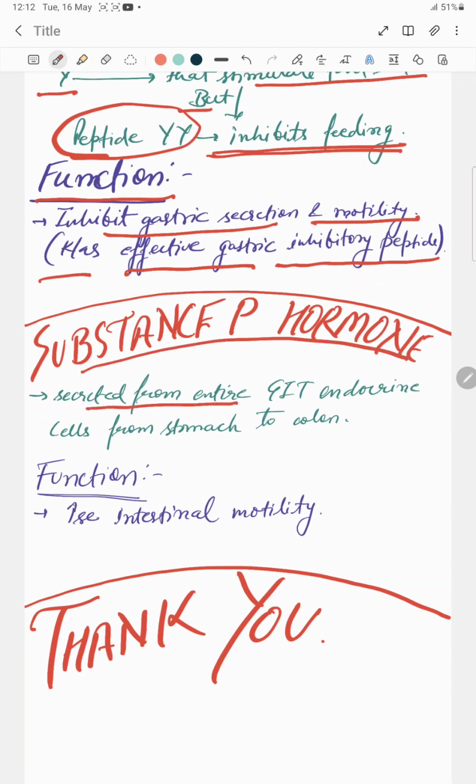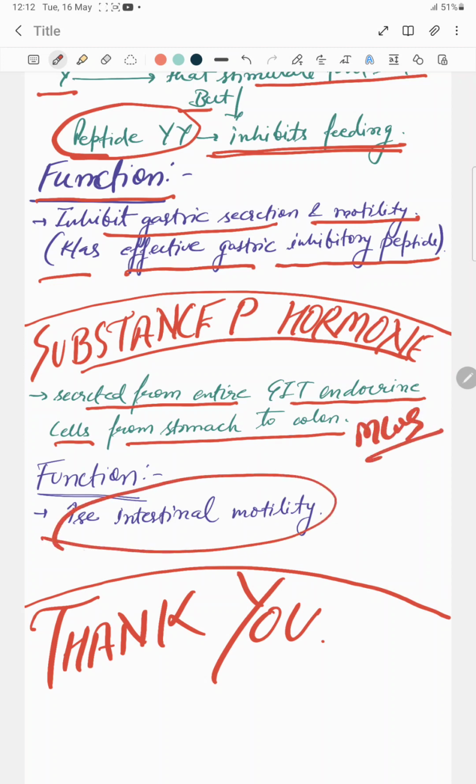Another hormone is substance P. It is secreted from endocrine cells of the entire GIT, from stomach to colon. So this is also an MCQ based question, and it increases the intestinal motility.